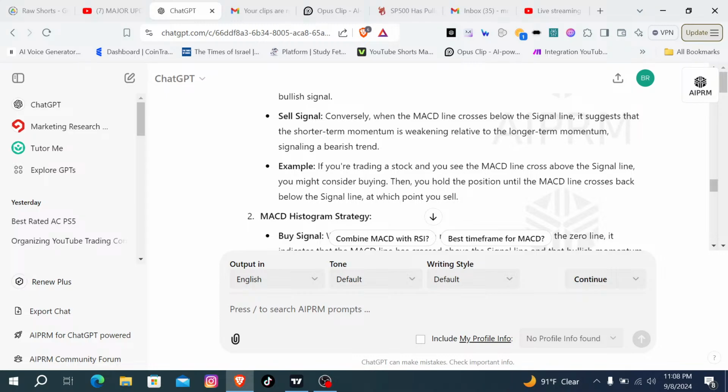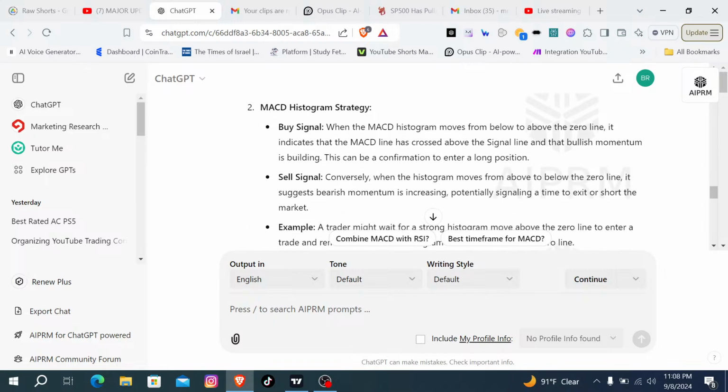If you trade a stock and you see the MACD line crossing above the signal line, you might consider buying. Then you hold the position until the MACD line crosses back below the signal line, which is a point to sell. When the MACD histogram moves from below to above the zero line, it indicates that the MACD has crossed above the signal line and bullish momentum is building up.